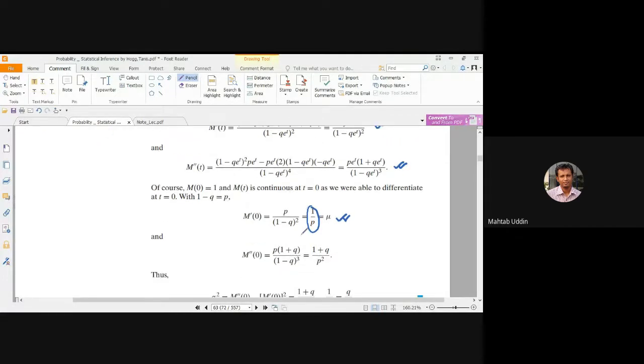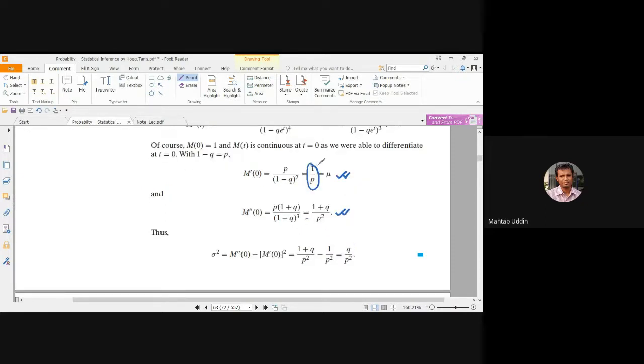Then once again put m double prime 0, t, that is here, e to the t equal, e to the 0 equal to 1 here. So there are two terms, you get it. And mean equal to 1 by p, and put here the values of m double prime 0 minus m prime 0 whole square. After solving, we'll get it.